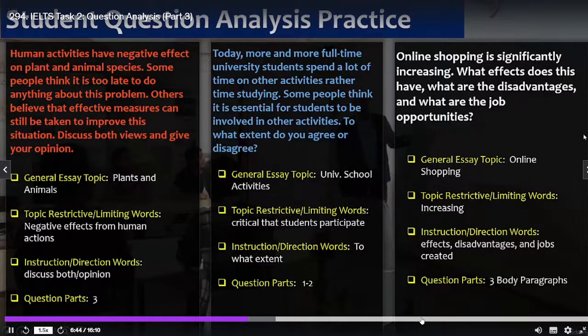For our third question, the general topic is online shopping. The restrictive or limiting language deals with increasing, that it's increasing. You have three parts here: the effects, disadvantages, and jobs created. Now, some people may look at it and say, hey, aren't the disadvantages the effects? No, not necessarily. First, they ask you about effects. Just what are the effects? Then they're asking you to talk about disadvantages.